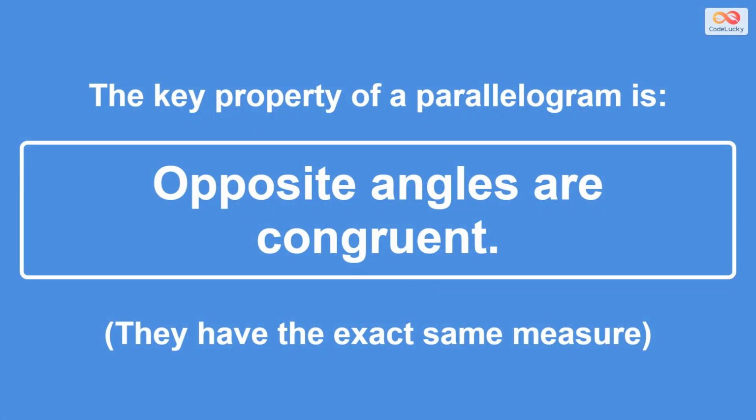Here is the most important rule to remember for this lesson. In any parallelogram, opposite angles are congruent. Congruent is a geometry term that simply means they are equal. They have the exact same measure in degrees.